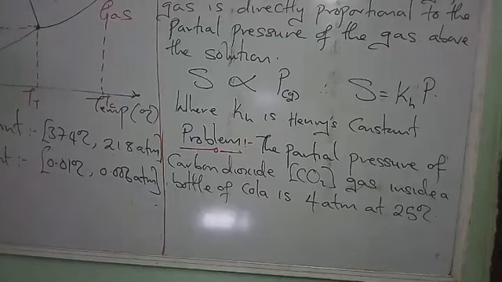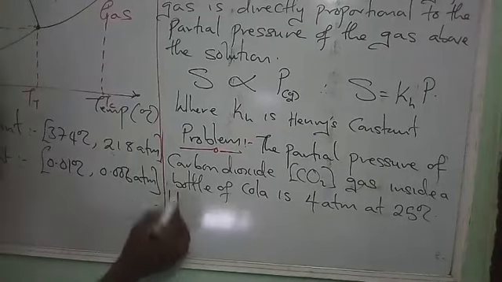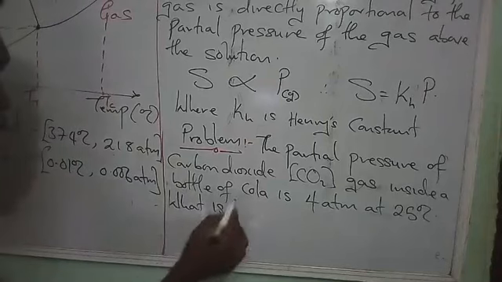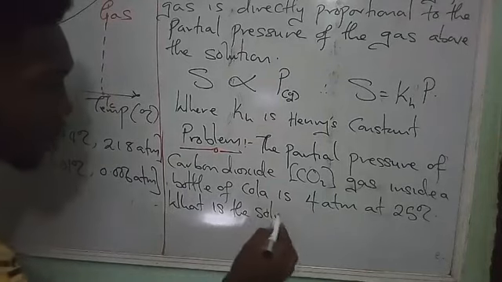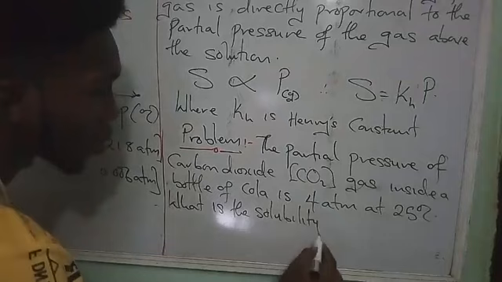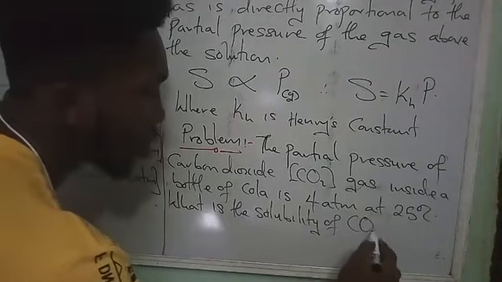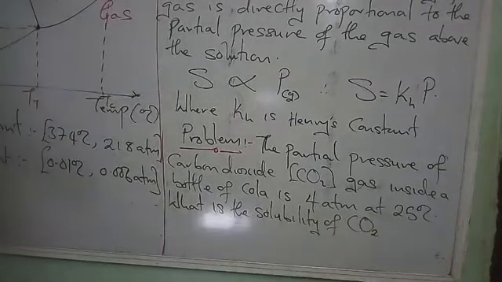Then the question is, what is the solubility of CO2, given that the Henry's law constant is 3.3 times 10 to the power minus 2?